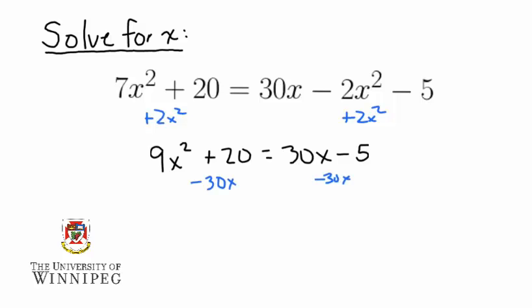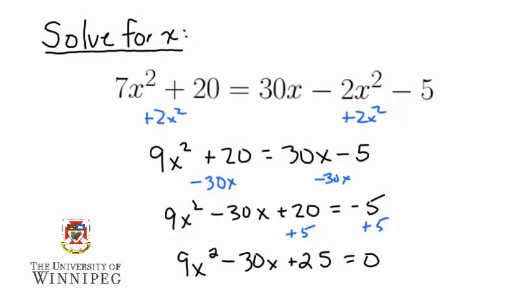Next, we can subtract 30x from both sides, and this is going to give us 9x squared minus 30x plus 20 is equal to negative 5. Now we still don't have standard form because the right-hand side is not equal to 0. So in order for us to get standard form, we're going to add 5 to both sides. And that's going to give us 9x squared minus 30x plus 25 is equal to 0.